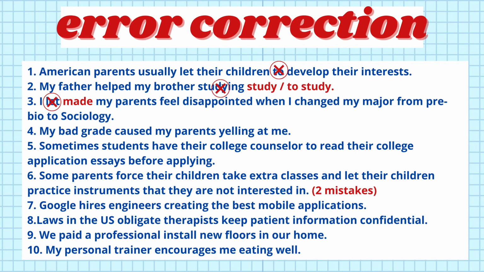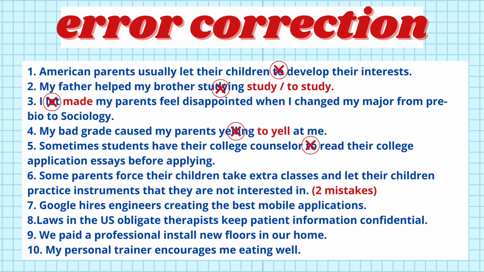Number 4, "My bad grade caused my parents yelling at me." Here we have a problem with the form or the grammar. "My bad grade caused my parents to yell at me." Cause someone to do something. Number 5, "Sometimes students have their college counselor to read their application essays before applying." Here we've got a problem with grammar. We need to say, "have their college counselor read their application essays." Have someone do something. Number 6 has 2 mistakes.